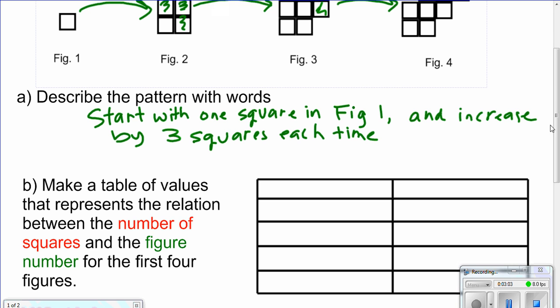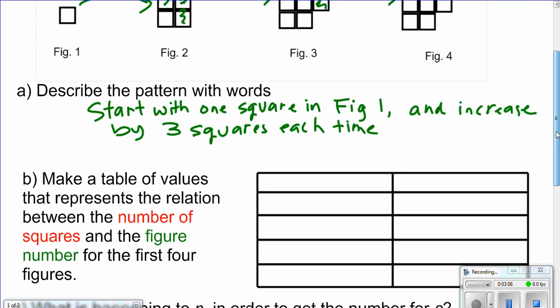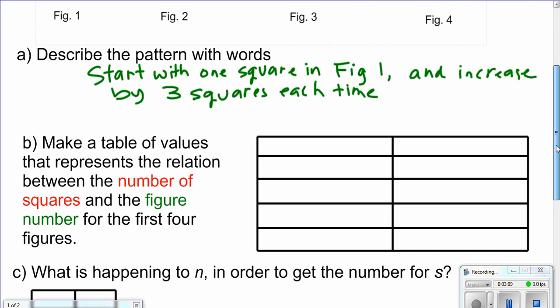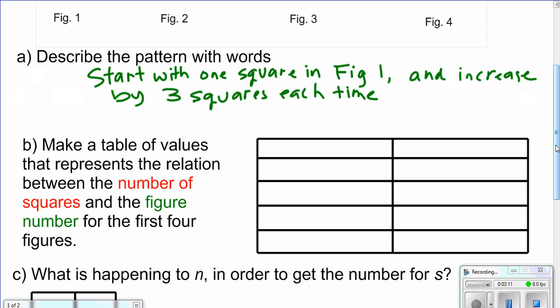So when we look at our figures, we have number of squares and we have the figure number. Well, the figure number is going to be the figure number no matter how many squares we have. And so figure number is going to be independent. Okay, and we're going to call that n. And then the number of squares, and no, it's not a hashtag of squares, it's a number sign. We'll call that S. Okay, so the figure number is n, the number of squares is S.